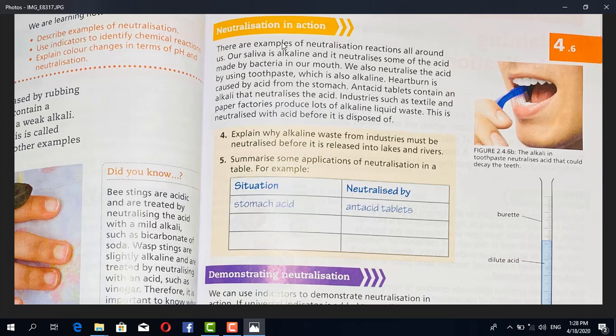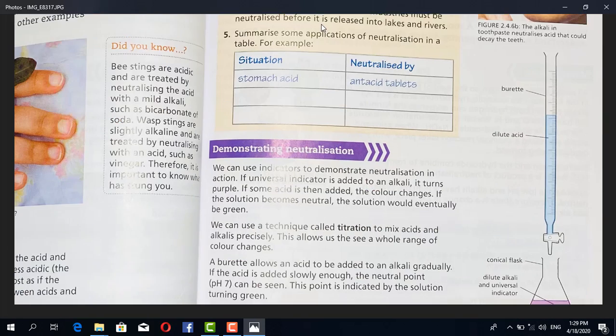Neutralization in action. There are examples of neutralization reactions all around us. For example, our saliva, inside our mouth, is alkaline and it neutralizes some of the acid that is made by the bacteria in our mouth. We also neutralize the acid by using toothpaste. Toothpastes are alkaline. For heartburn, which is caused by acid from the stomach, we use anti-acid tablets that contain an alkali that neutralizes the acid, and we feel much relieved after we take them, like Gaviscon or Rennie tablets. Industries as well, like textile and paper factories, produce a lot of alkaline liquid waste. This is neutralized with acid before it's disposed.